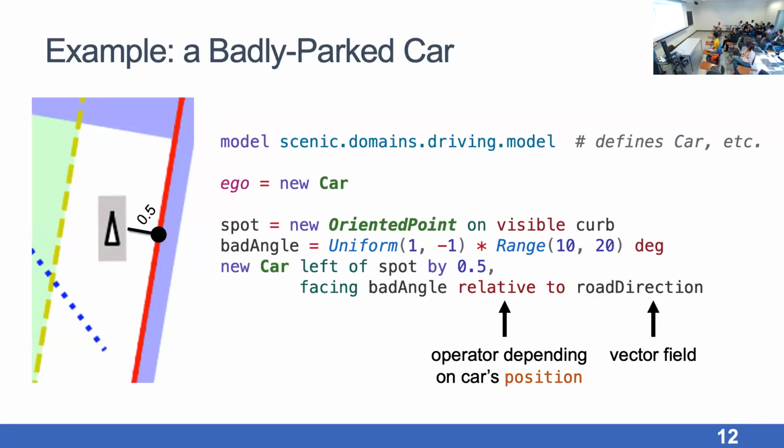So it's like a map. It's like a vector field. So it's a function from a position to an orientation. It assigns a vector, this orientation, to every point in space.